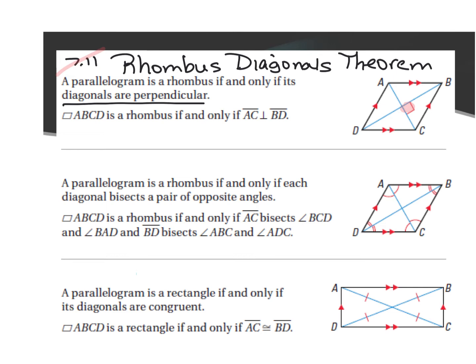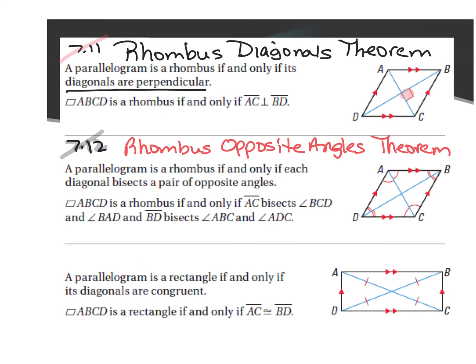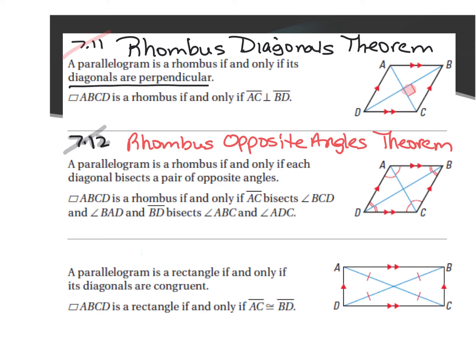Then the next one is called the rhombus opposite angles theorem. It's called Theorem 712 in your book. But again, we are not memorizing these numbers. So a parallelogram is a rhombus if and only if each diagonal bisects a pair of opposite angles. So here it says ABCD is a rhombus if and only if AC bisects angle BCD and angle BAD, and BD bisects angle ABC and ADC. If you notice in the picture, it's got the congruency marks indicating that those angles were bisected.